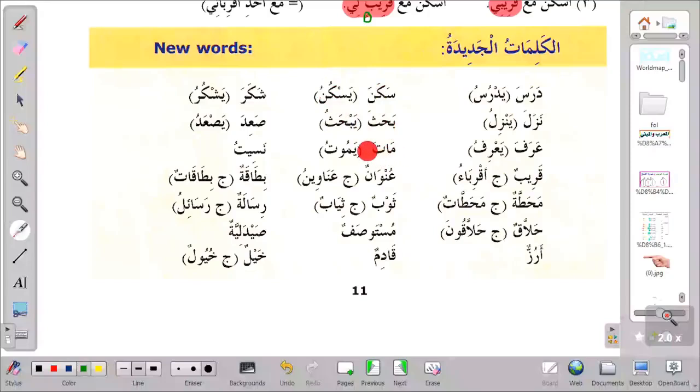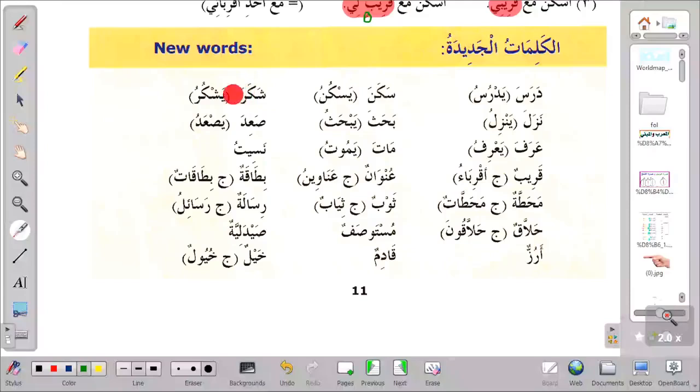Mata, he died. Yamutu, he is dying. Unwanun. What is unwan? One is the address. And anawin, addresses. Thawb, shirt, thiyab. Thawb is a cloth. Thiyab is the plural. Mustawsafun is a clinic. Qadimun. Qadimun means coming. In Arabic we call it ism fa'il. When something is coming, for example, if I say usbu'ul qadim, the coming week, it means next week. I hope this is clear.